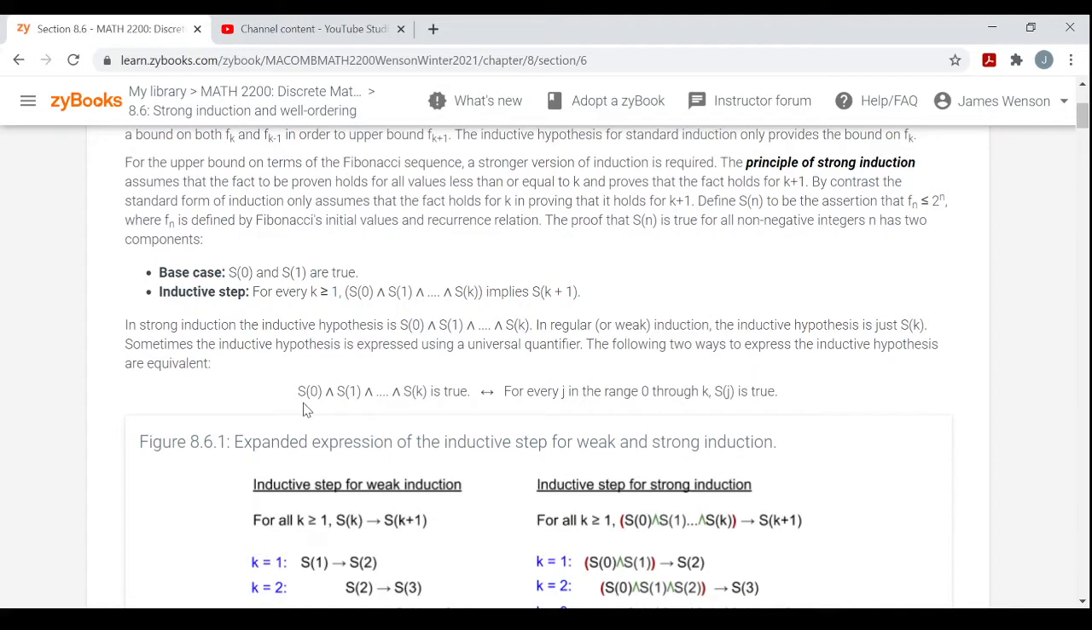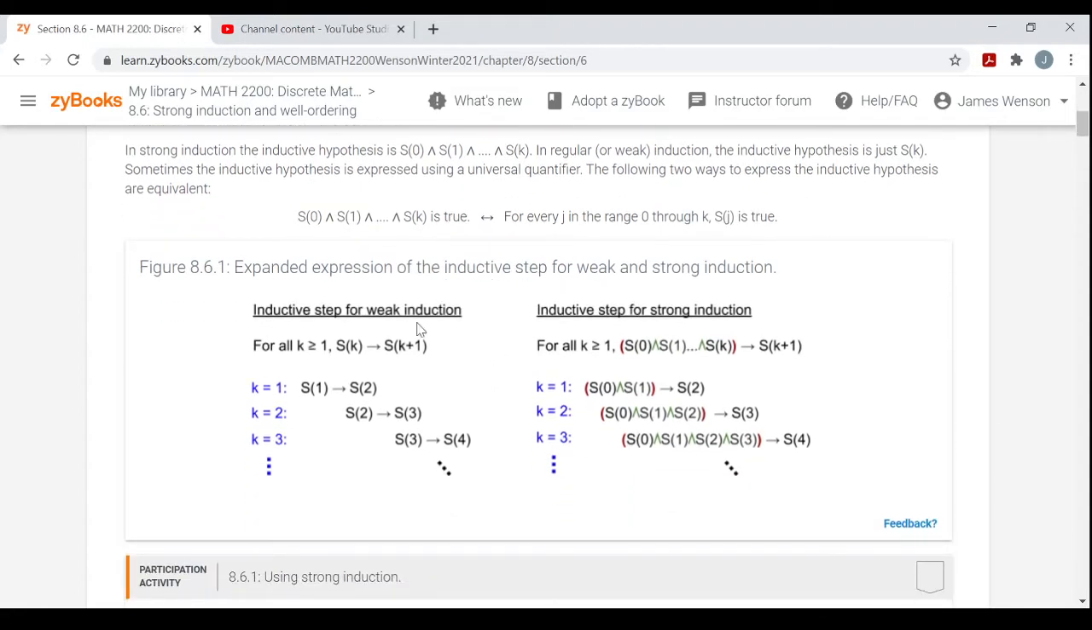Saying that S sub 0 all the way up to S of k is true is equivalent to saying that for every j in the range 0 through k, S of j is true. So they're equivalent. Again, they're comparing weak induction to strong induction.